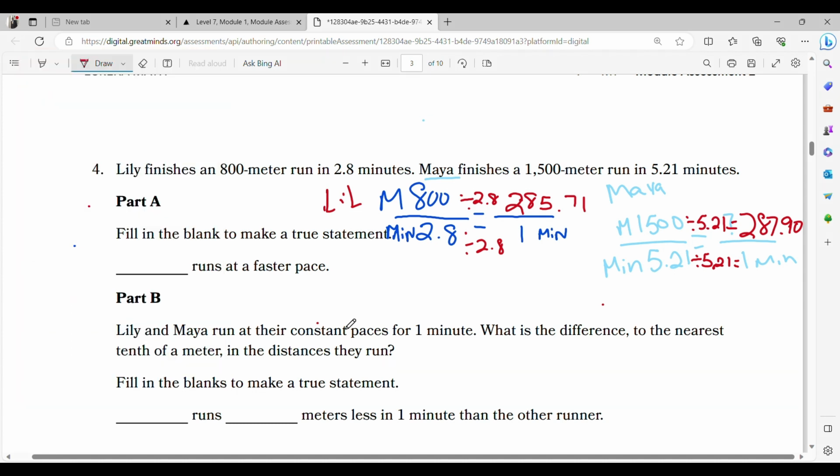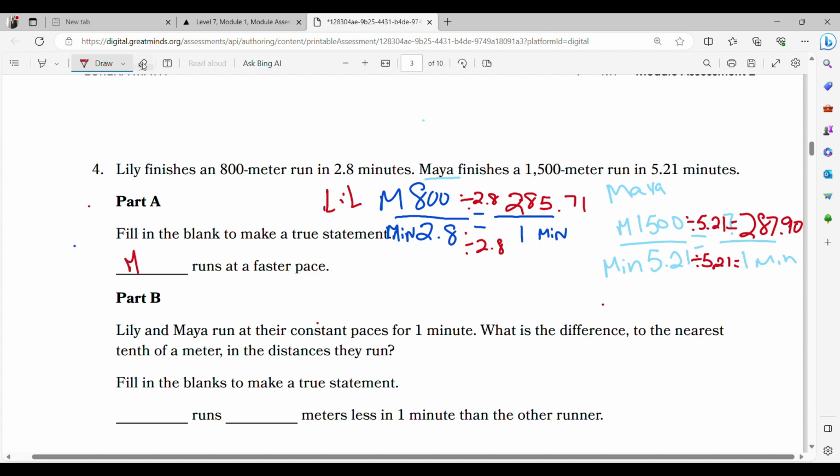All right, so looking at this, who runs faster? In 1 minute, Lil runs 285.71 meters. Maya runs 287.90 meters in 1 minute. She edges us out by about 2 meters right here. So we're going to say Maya runs faster.